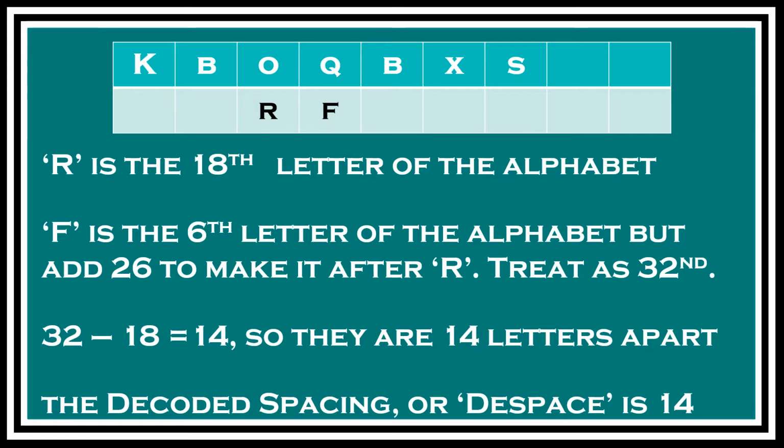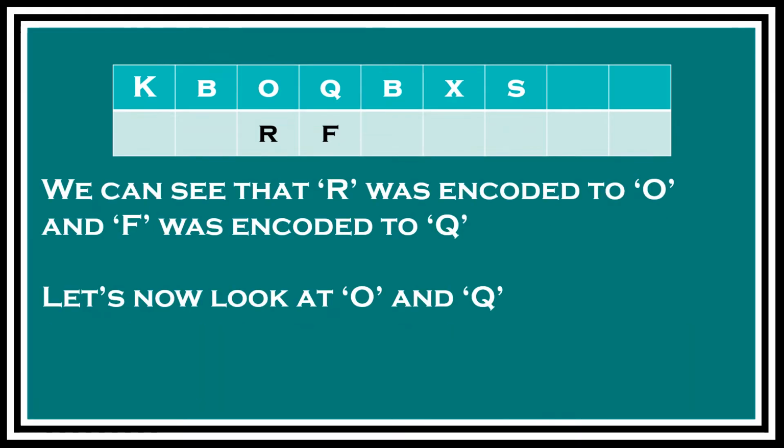So of the two letters we are given from the answer, R is the 18th letter of the alphabet and F is the 6th letter of the alphabet, but because we want to make it later than R in the alphabet, we'll add 26 to 6 and treat F as the 32nd letter of the alphabet, and that means that F comes 14 letters after R, and that makes our decoded spacing, which is our D space, 14.